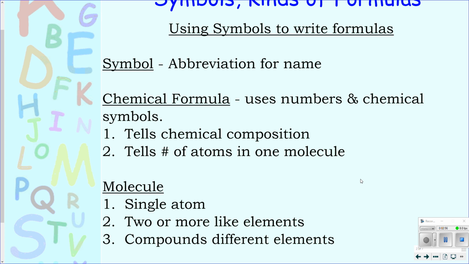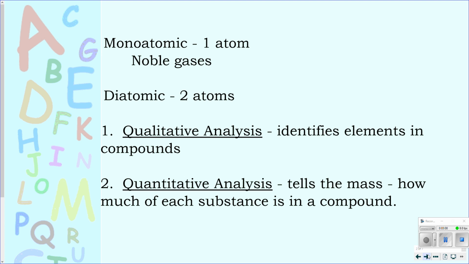When we're looking at molecules, molecules can consist of a single atom, two or more of the same element or atom, or a compound where it's made up of two or more different elements. Monoatomic is going to be a molecule that is made up of one type of atom, such as a noble gas. Diatomic, di means two, so that means you have two atoms. Typically, they're going to be two of the same type of atom, like oxygen is O2. You'll never find a single oxygen atom by itself. It's always going to be O2.